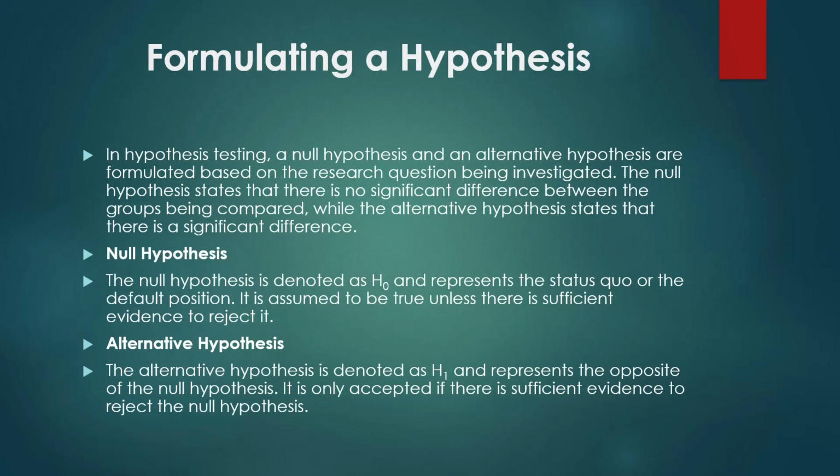We always write the null hypothesis like this: there is no significant difference between sample mean and population mean. In that way, we are always creating the null hypothesis. The second one is the alternative hypothesis, which is the original hypothesis, and it is represented as H1, the opposite of the null hypothesis. If we reject the null hypothesis after the study, we can accept the alternative hypothesis.